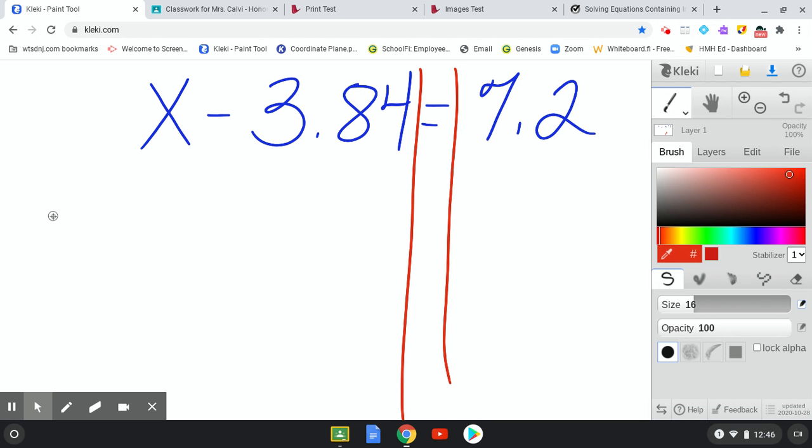So here we have x minus 3.84 is equal to 7.2. Remember, our goal is to get the variable by itself. In order to get rid of whatever is on the same side as the variable, we are going to do the opposite operation. So if this is a subtraction problem, we are going to add 3.84 to both sides.